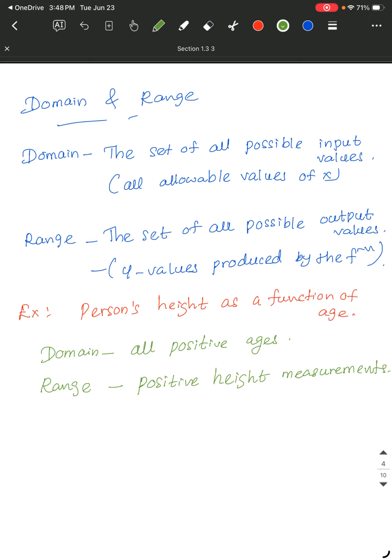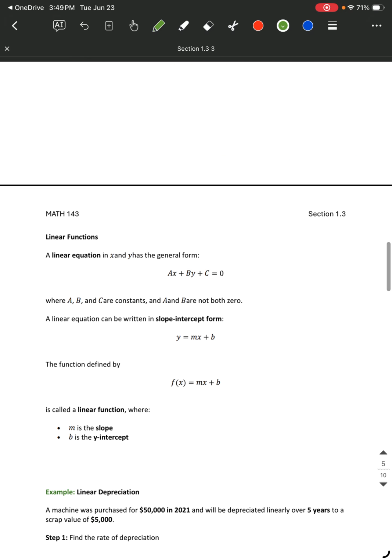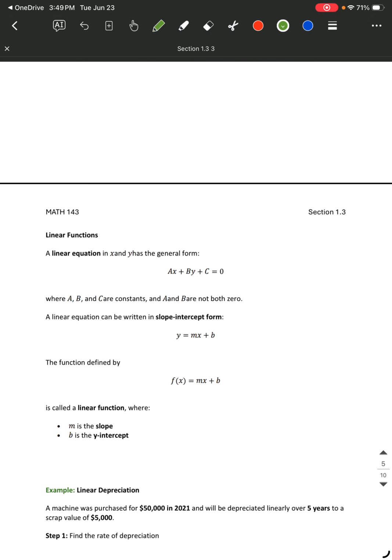Right? Okay. I hope everything is clear so far. Then let's move to the linear functions. Okay. I hope you remember the straight line equations. In a linear function, we have x and y components, like in the form of the standard straight line equation.